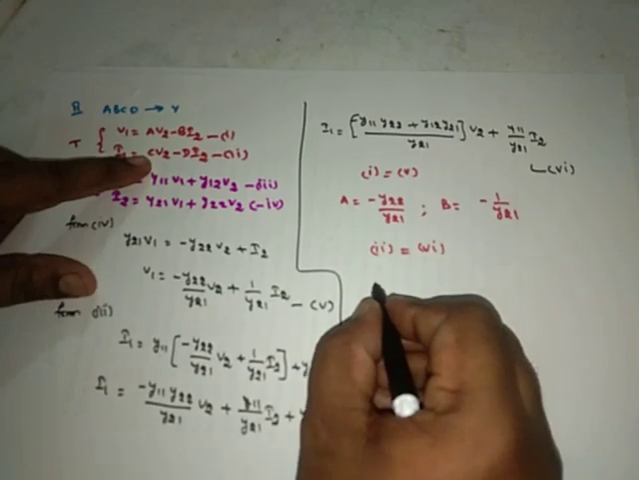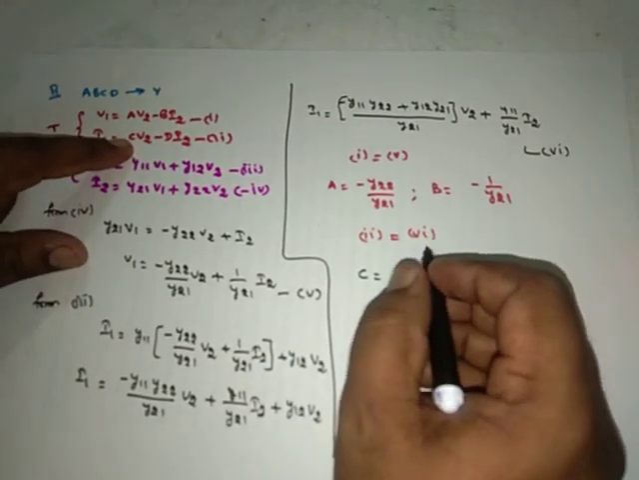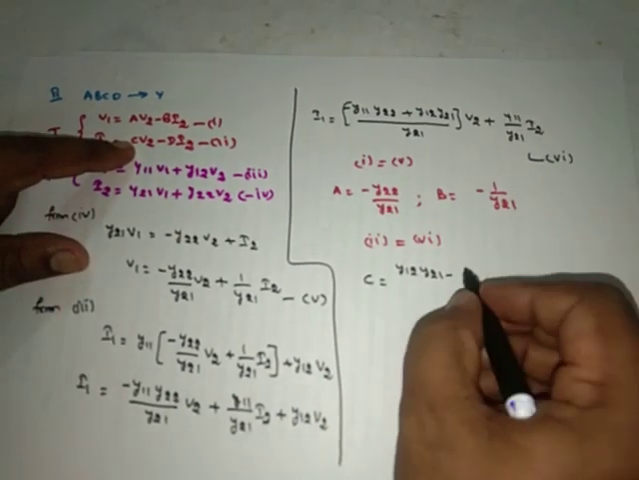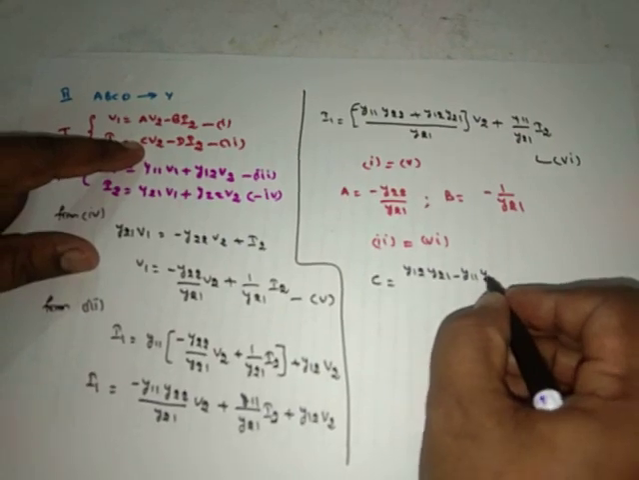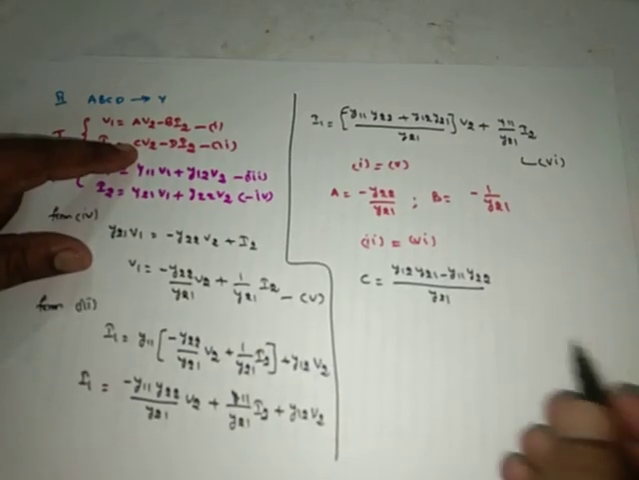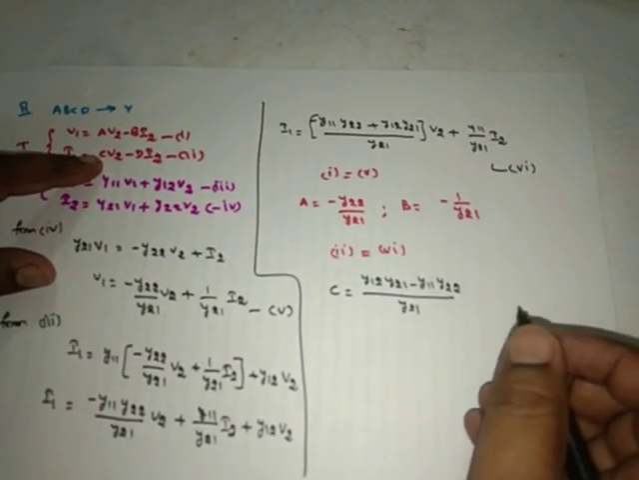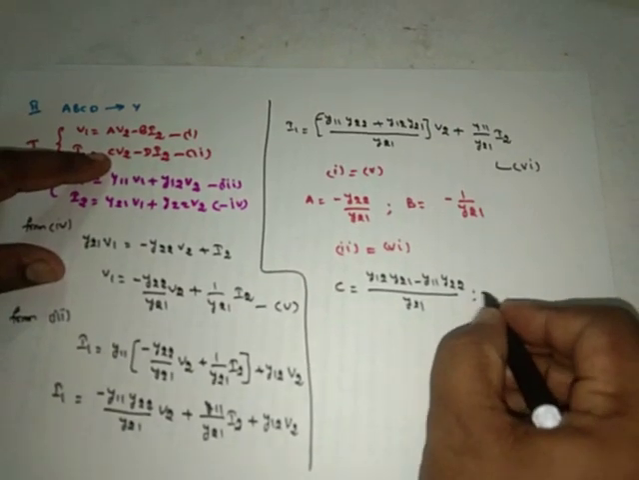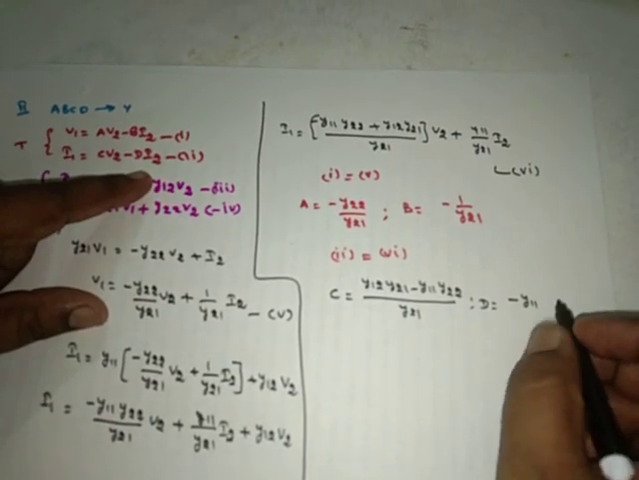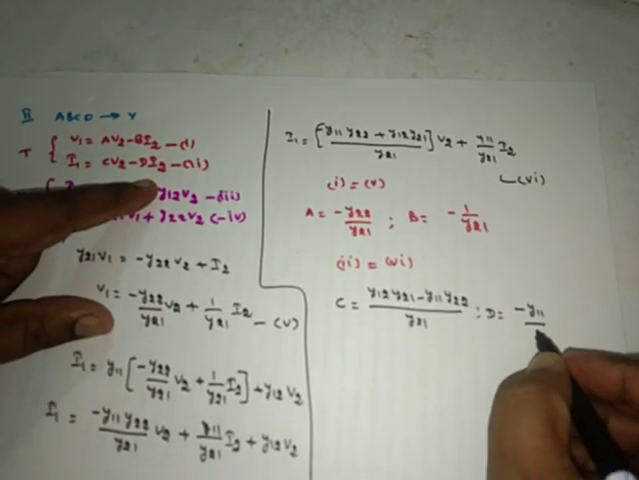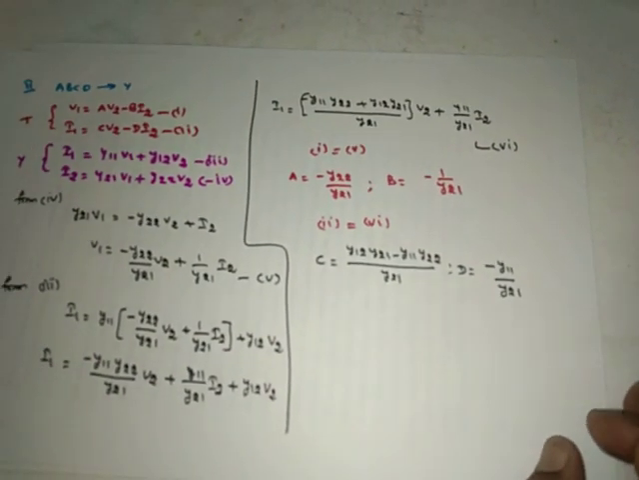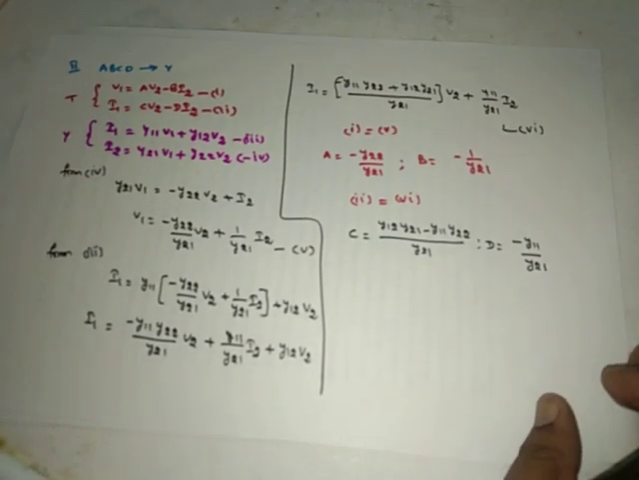From that c is equal to y12 y21 minus y11 y22 by y21, and d is equal to, okay, minus I2, that's why minus y11 by y21. So total 4 parameters we expressed in terms of y parameters.